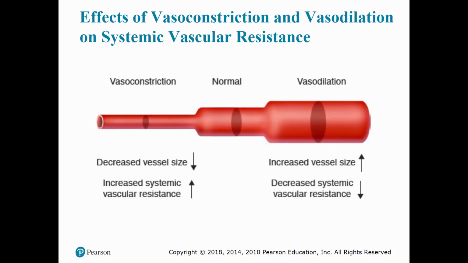So vasoconstriction, decreased vessel size, increase in SVR. Vasodilation, increased vessel size, thus causing a decrease in the systemic vascular resistance.